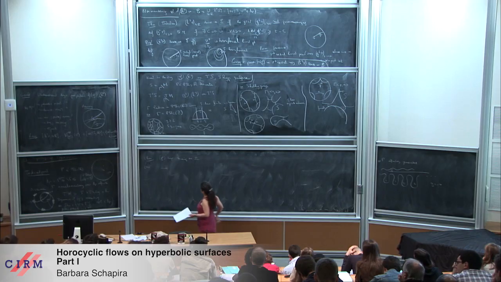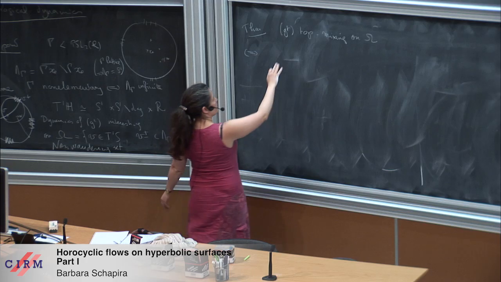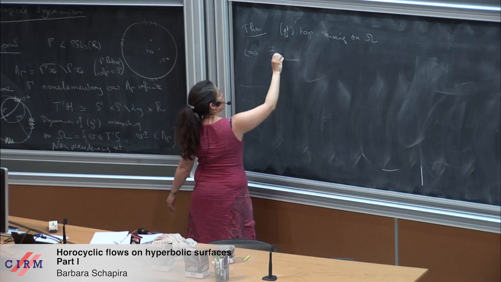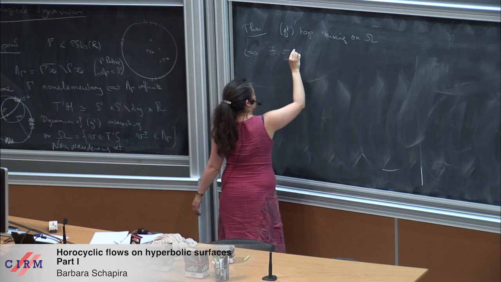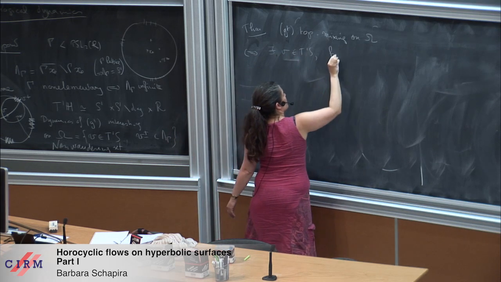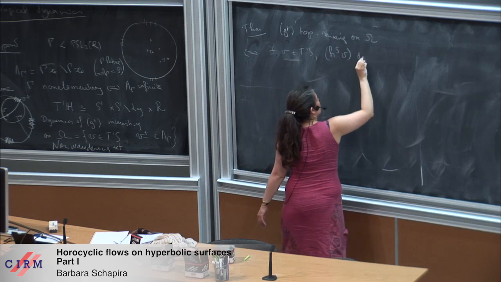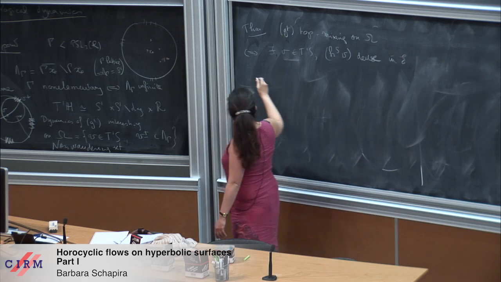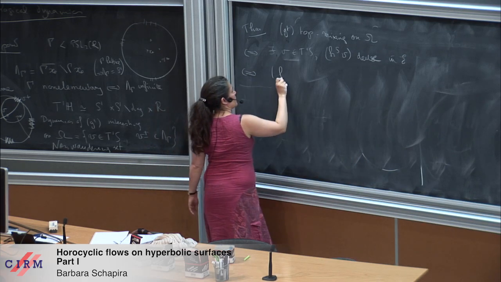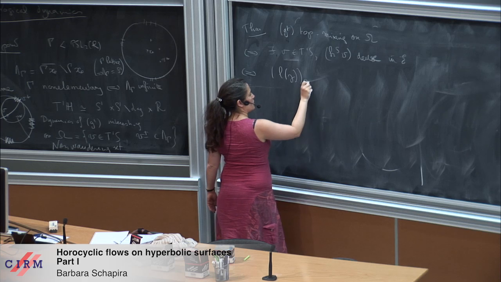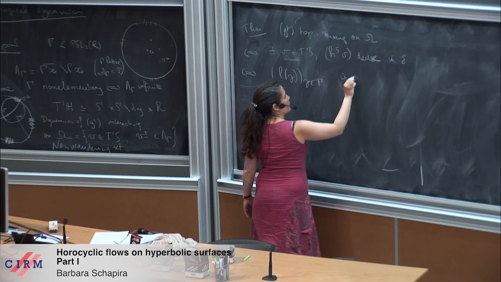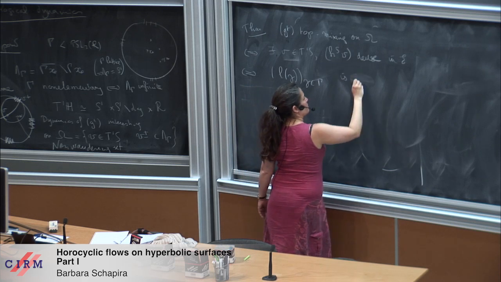So I will state the theorem before the definitions. It's not good, but it's like that. So the geodesic flow is topologically mixing is equivalent to saying that there exists a vector V with a dense horocycle. And it's also equivalent to say that the length spectrum of the geodesic flow is non-arithmetic.